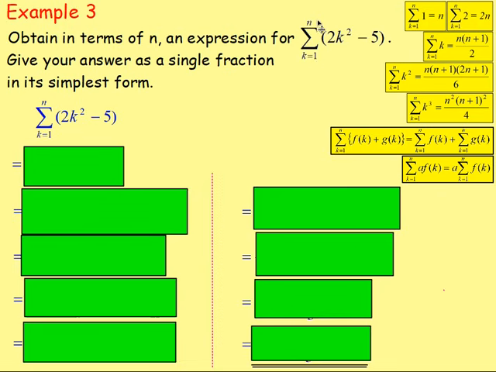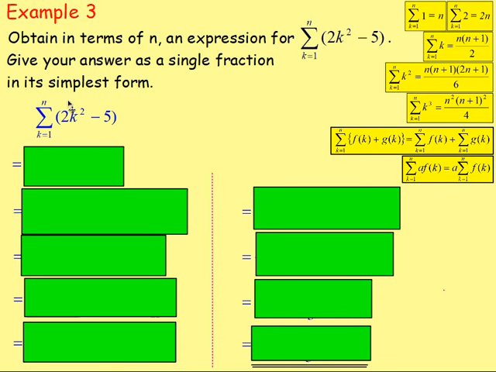Example 3. Obtain in terms of n an expression for the sum of 2k squared minus 5 going from k equals 1 all the way up to n, and give your answer as a single fraction in its simplest form. So to do this, once again you've got the sum of 2k squared minus 5. So let's split that up.